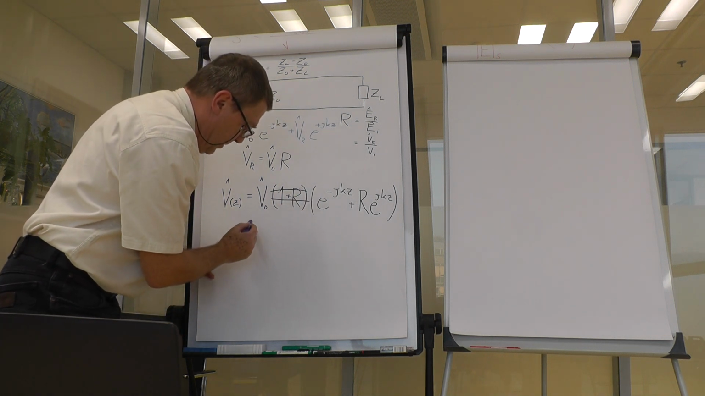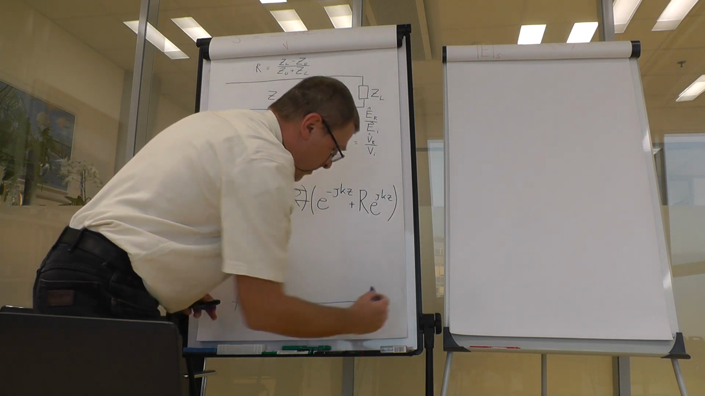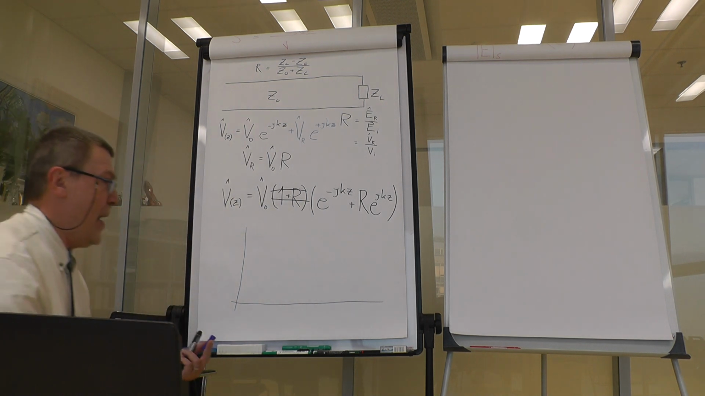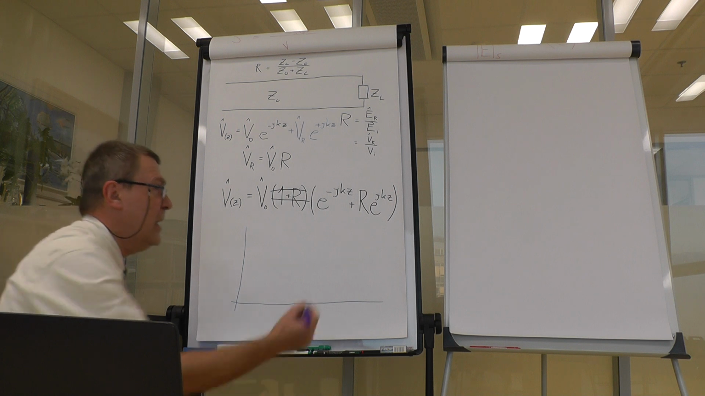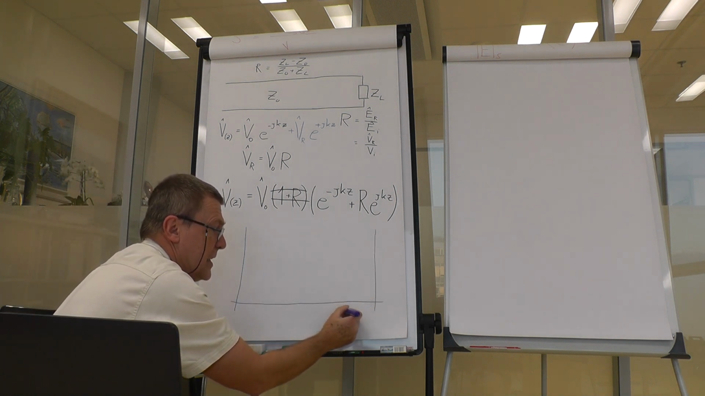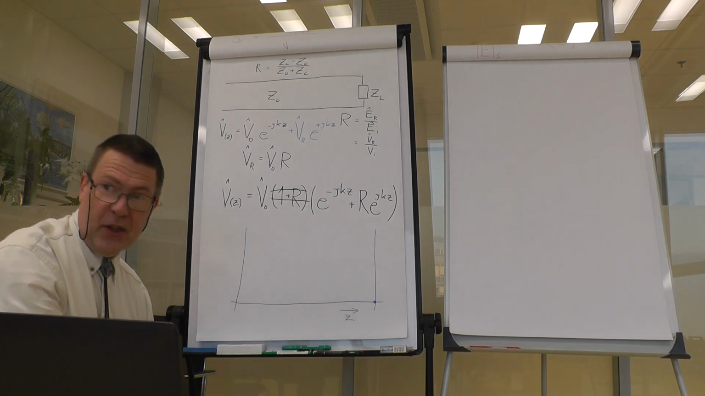So we now would be able to plot a dependence of the voltage on the line. At some point we have the short, so this is z. At some point we have the short, and we know that there must be zero voltage.